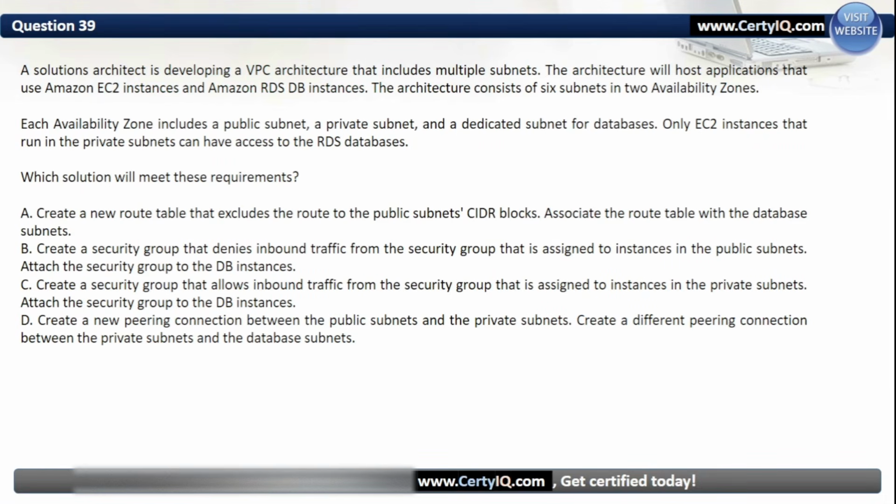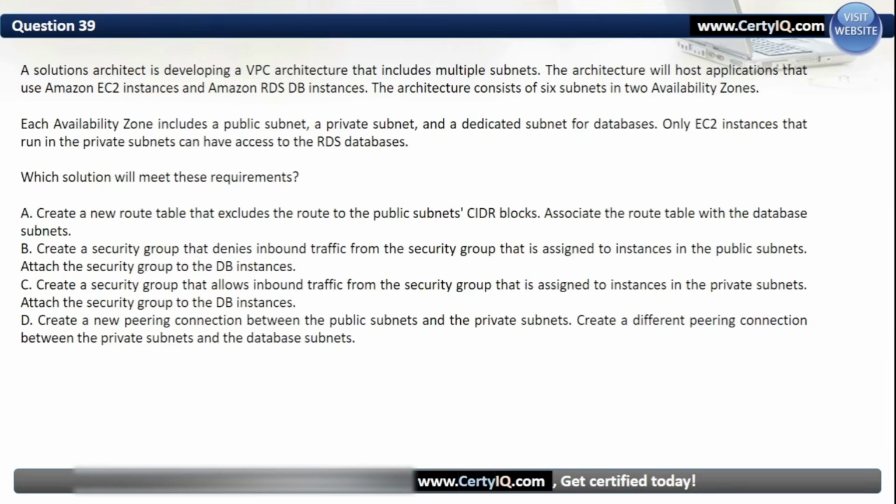Question 39. A solutions architect is developing a VPC architecture that includes multiple subnets. The architecture will host applications that use Amazon EC2 instances and Amazon RDS DB instances. The architecture consists of 6 subnets in 2 availability zones. Each availability zone includes a public subnet, a private subnet, and a dedicated subnet for databases. Only EC2 instances that run in the private subnets can have access to the RDS databases. Which solution will meet these requirements?